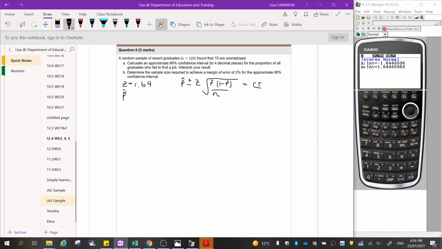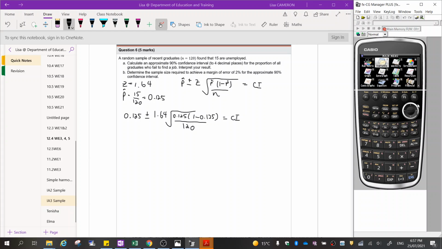So first thing I need to find is the sample proportion, which is going to be the 15 successes out of the 120 trials, which is going to give me 0.125. So I'm just going to plug that in here and get my confidence interval. 0.125 plus or minus our Z-score of 1.64 multiplied by the square root of 0.125 times 1 minus 0.125 all over 120, and that's going to give me my confidence interval.